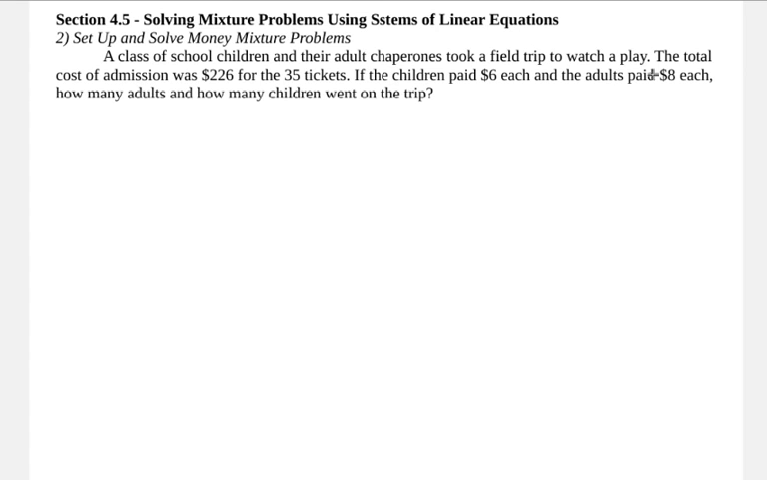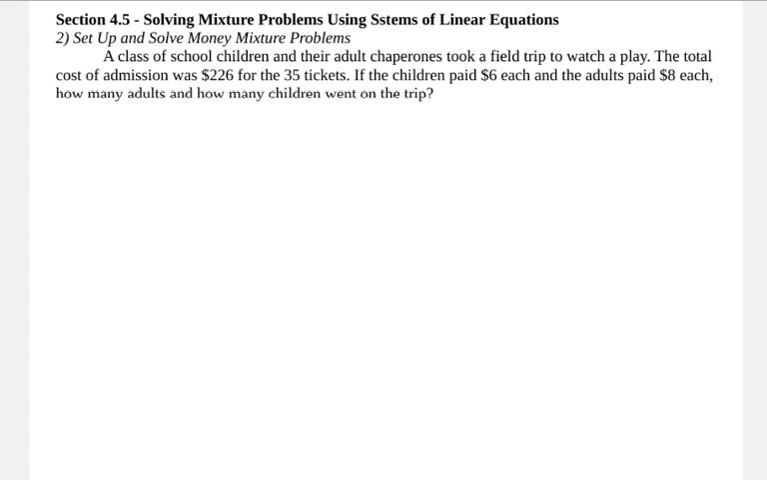And so, reading through a question like this, we have a class of school children and their adult chaperones took a field trip to watch a play. The total cost of admission was a certain amount for 38 tickets. We know that each child paid a certain amount and each adult paid a certain amount, and we're trying to figure out how many adults and how many children went on the trip.